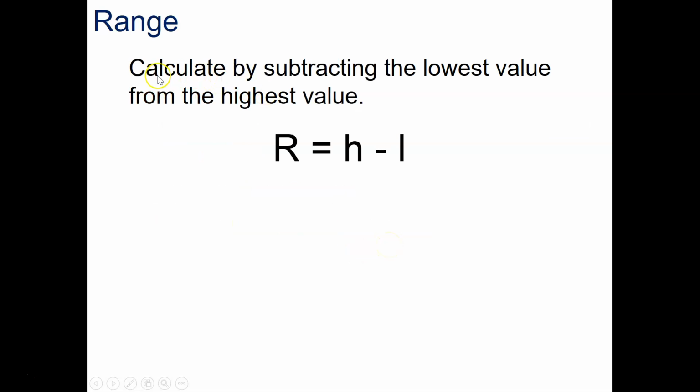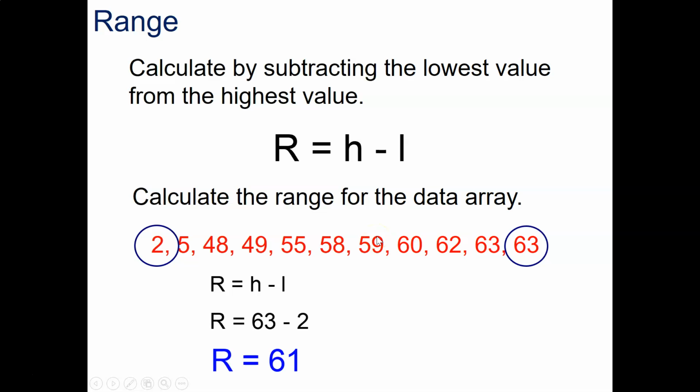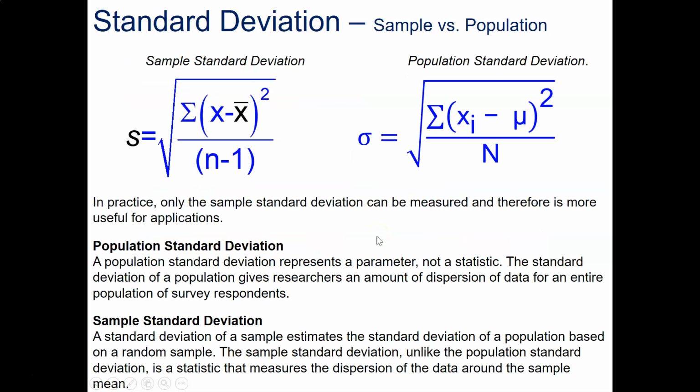So again, the range is just the highest number minus the lowest number. So if I have a data set, this is in numerical order from lowest to biggest, the range is going to be 63 minus 2. Just subtract the smallest number from the biggest number. The range is 61.